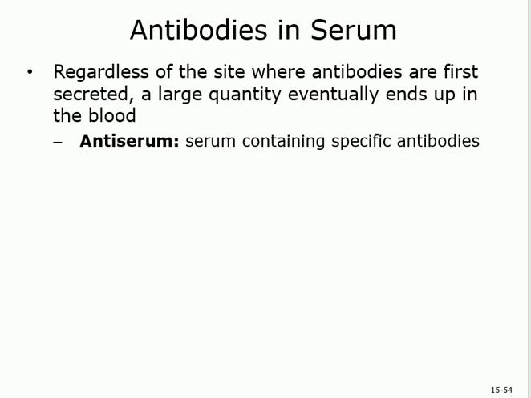Antibodies are always located in the blood. It's always there. You secrete it for some reason, and then it builds up and stays in the blood for some time. This is the antibodies. And this is where the term antiserum came from. Antiserum is the serum containing specific antibodies.